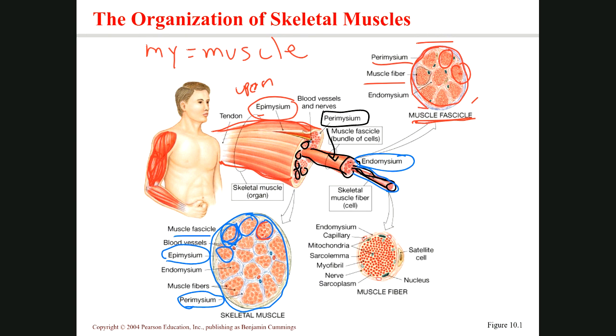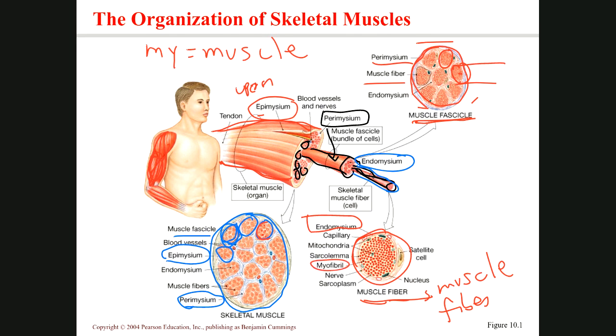Now we're going to pull one of these muscle cells out and look at a cross-section. This is an individual muscle cell, which is called a muscle fiber. The connective tissue on the outside of the muscle fiber is going to be the endomysium. On the inside, the muscle fiber is going to have many contractile proteins called myofibrils.